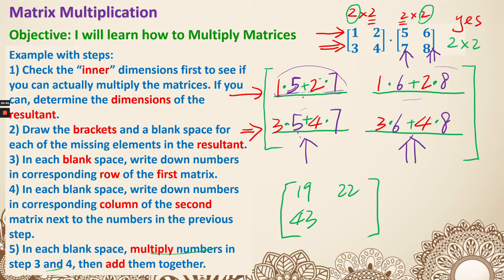And 18 plus 32, that is 50 in the last space. Now, something else to help you. The inner numbers that we got are 2's. Inside each space, we have 1 pair, 2 pairs, 1 pair, 2 pairs, we have 2 pairs of numbers. So that inner number will always tell you how many pairs of numbers you will get. And we are multiplying the pairs and then adding all the pairs together. So that is the example with steps.